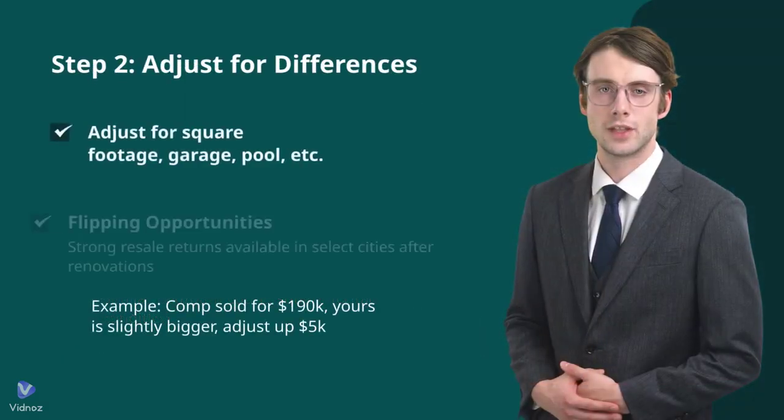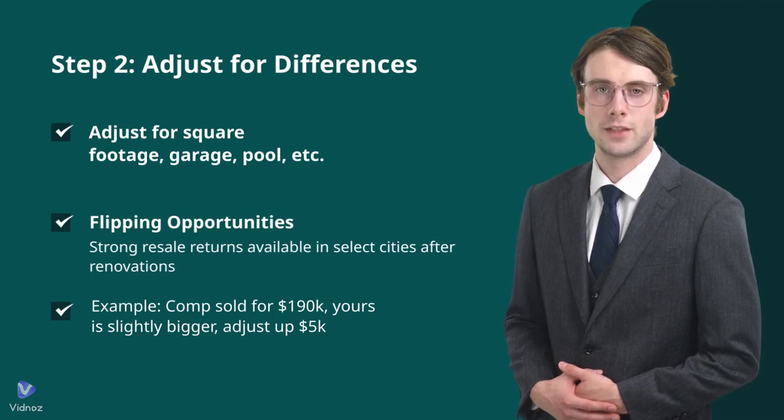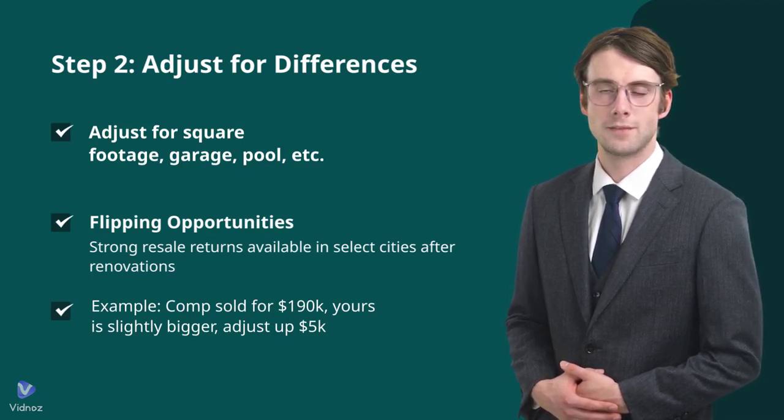Step 2. Adjust for differences. Adjust for square footage, garage, pool, etc. Example: a comp sold for $190,000. Yours is slightly bigger. Adjust up $5,000.